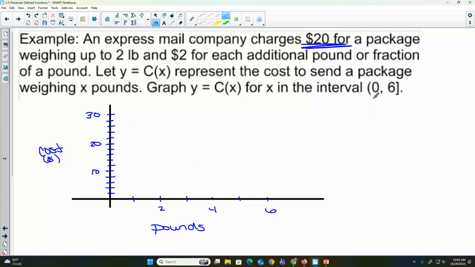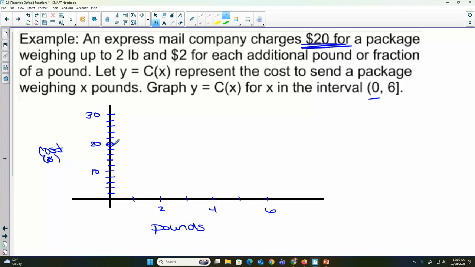Notice my interval starts with a parenthesis. So what kind of circle would I start with? Open circle. All right, is everyone with me on this? Peyton, pick your head up. All right, so we're starting at an open circle. The absolute least it can charge is $20. If I walk in there with even just a small envelope, it's going to cost me $20. So I'm going to start my open circle up here.